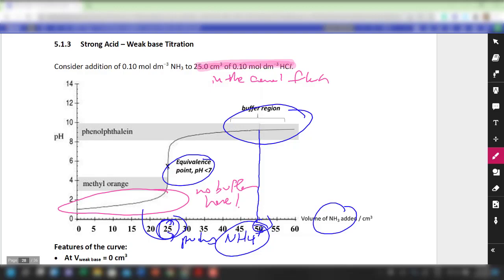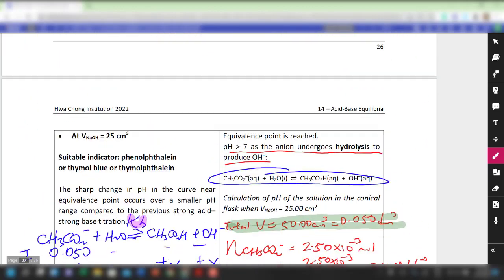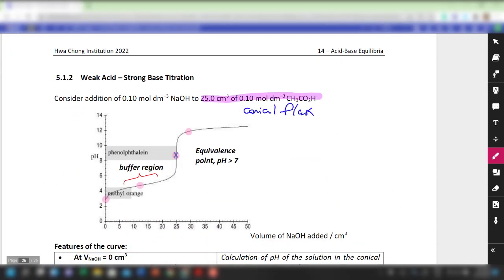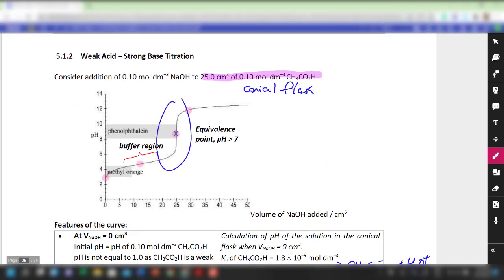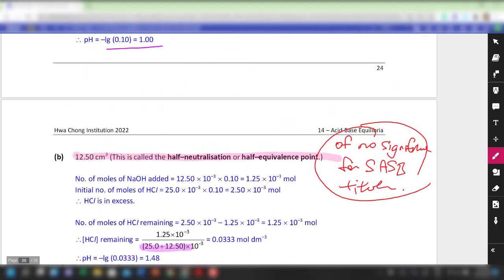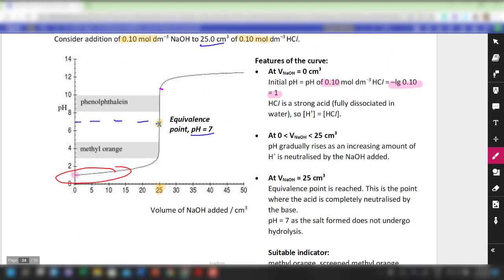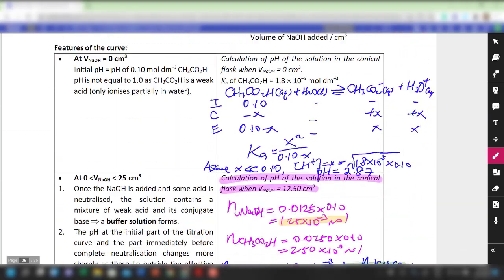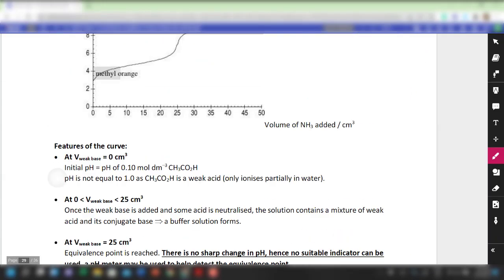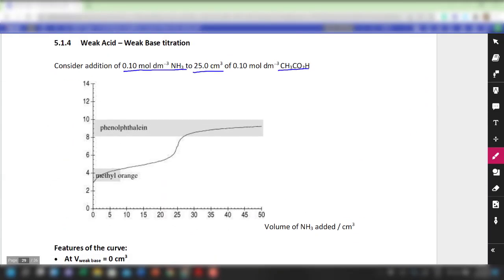It's a vertical increase. Okay, so let us just move back to the weak acid strong base titration. Again, this portion is very sharp, and in a strong acid strong base titration, the change in pH at the equivalence point is also very sharp. But for a weak acid weak base titration, you notice that at the equivalence point, the change in pH is not sharp. In fact, the gradient just goes from gentle to steep, and then back to gentle again.